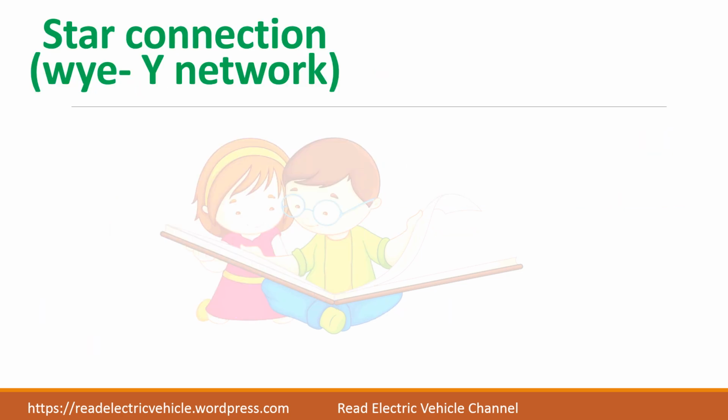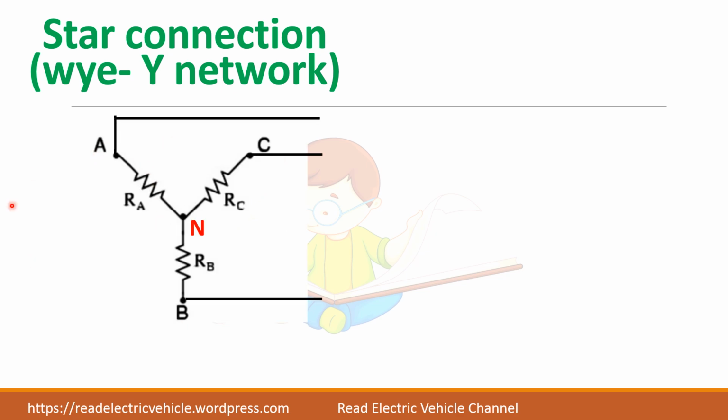Now let us see about the star network first. So this is the star connection. You can see there is a central point or a neutral point from which all the phases are connected. The best example is a three-phase circuit, which will be connected in star network. So here a neutral point will be there, to which one end of each phase will be connected.